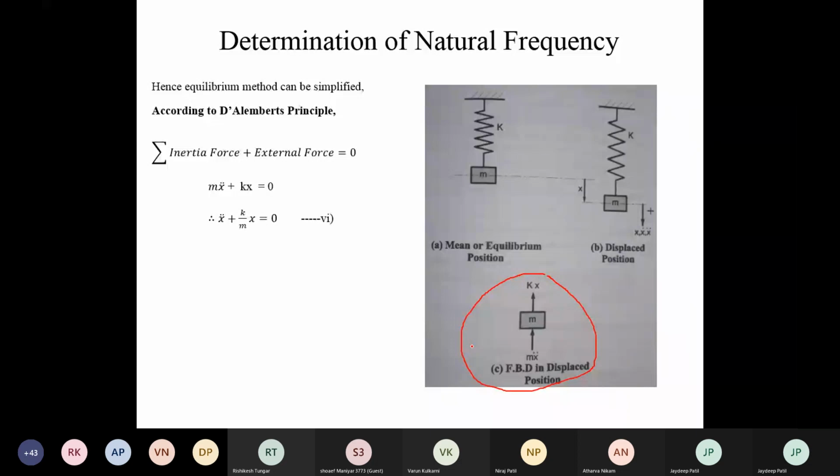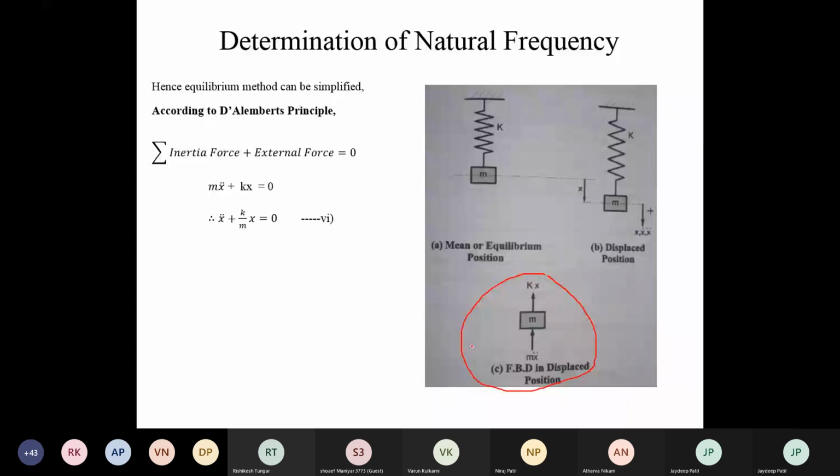Okay, all of you understand this equilibrium method? Is there any doubt? Rishikesh? Vishwesh? Priya? Ayush? Arbaz? Yes, sir.